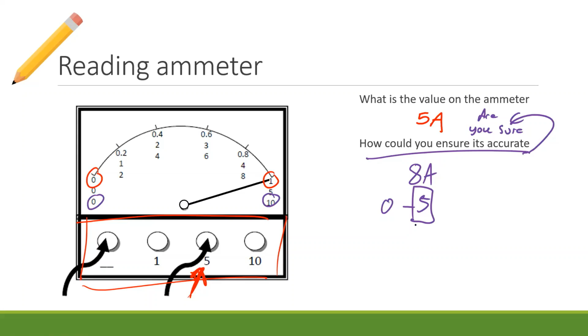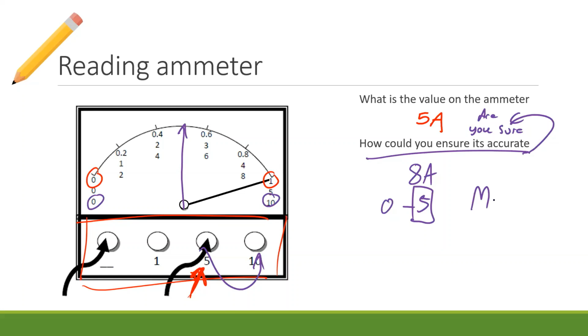So if it was maxed out at 5, you can't tell if this is actually 5 amps or 8 amps or 10 amps or 12 amps. You can't really know 100%. The best way to check is to move this wire over to the 10 amp terminal. If the needle then moved down to 5, you would be 100% sure that it was actually a 5 amp reading.